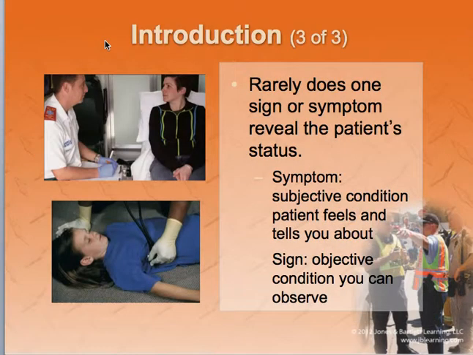So, rarely does one sign or symptom reveal the true status of a patient. We need a multitude, or to look at several things concerning the patient. But let's look at what a symptom is. A symptom is something that's subjective, something that the patient feels. It's something that you can't really see. It's something that we have to rely on the patient to tell us. Whereas a sign is something that's objective, which is something that we can see. For instance, diaphoresis, or cyanosis, or a cough, or vomiting, or a rash.